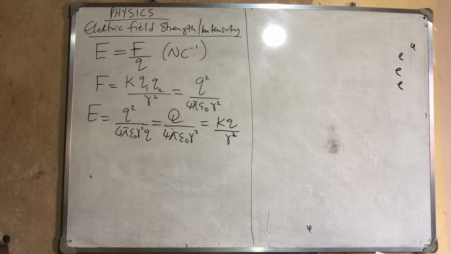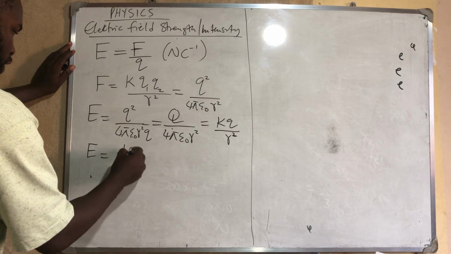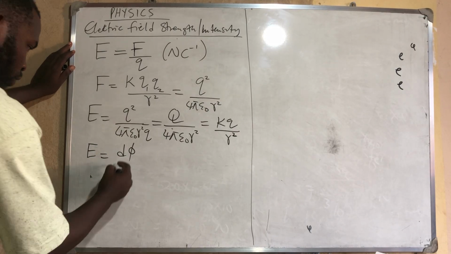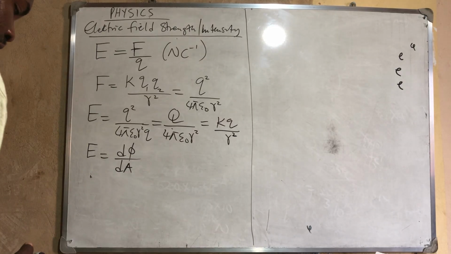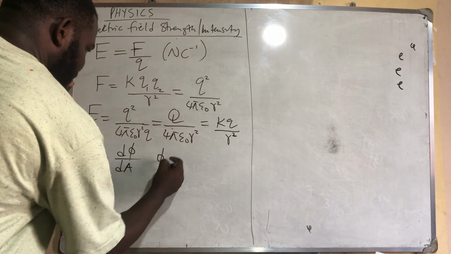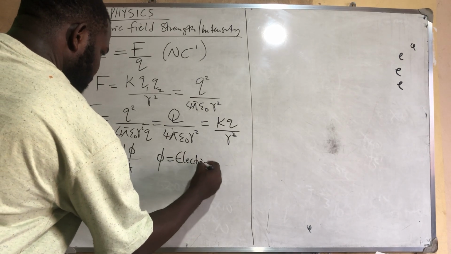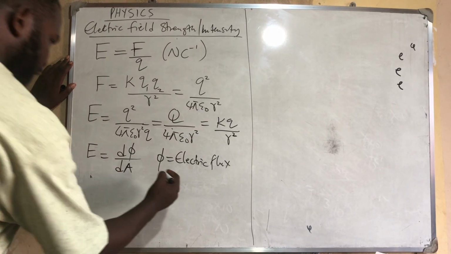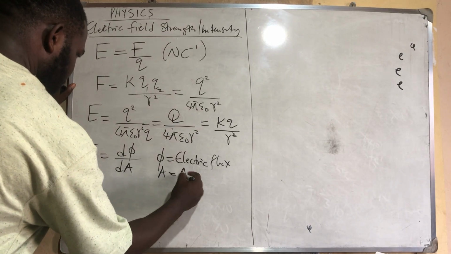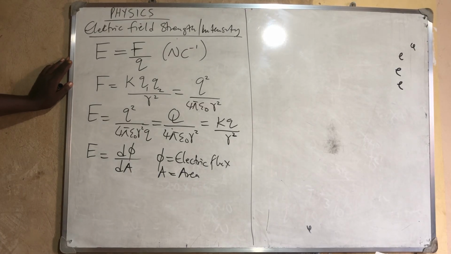Another formula you need to know about electric field intensity is that it is the change in flux over the change in area. Change in flux over change in area. So you don't forget that this phi means electric flux, where A is your area. So that is the second formula for electric field intensity.